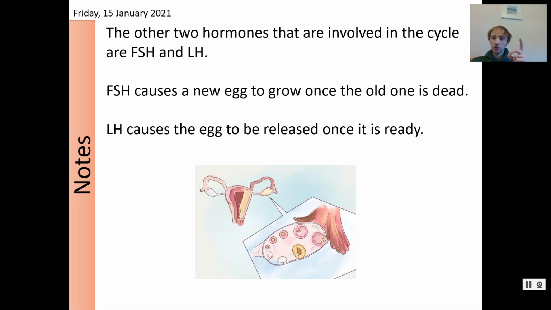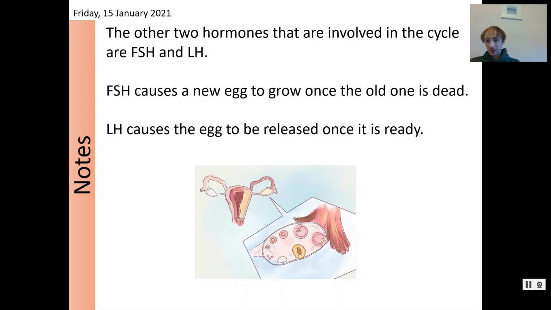So estrogen builds the lining, progesterone maintains the lining, and both block FSH. FSH grows the egg, LH releases the egg. If you've got that, you've got the hormones. There are a lot of them, but it's not difficult. And I have to say, we're going to go over this a huge amount. Most of these lessons are going to be broken down into seven hormones and what they do. So if you don't remember it today, you definitely will remember it by the end of the topic. It's going to be drilled.